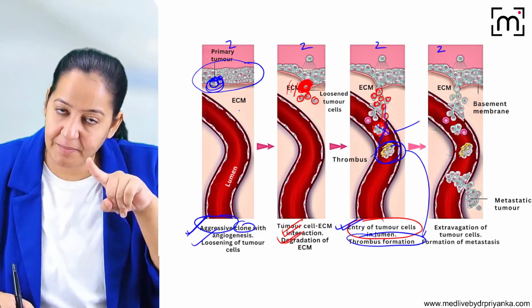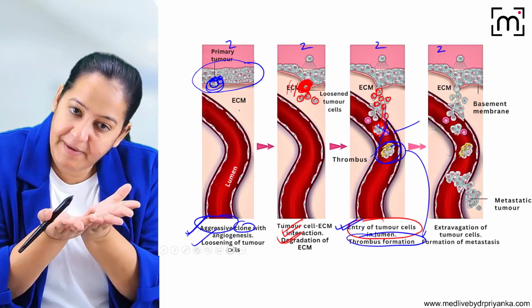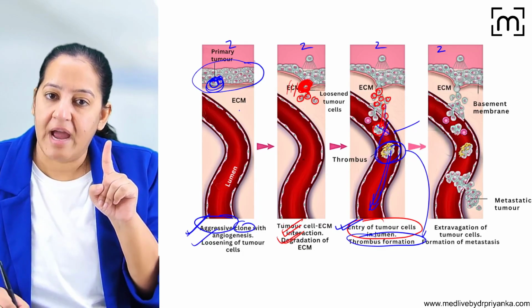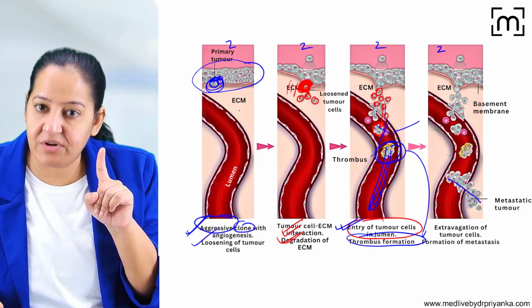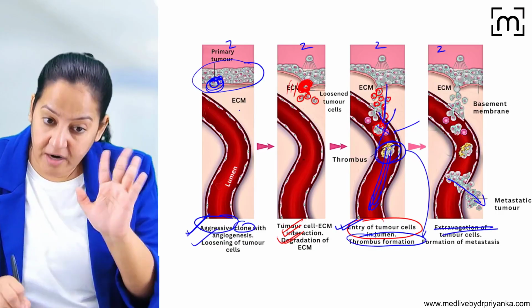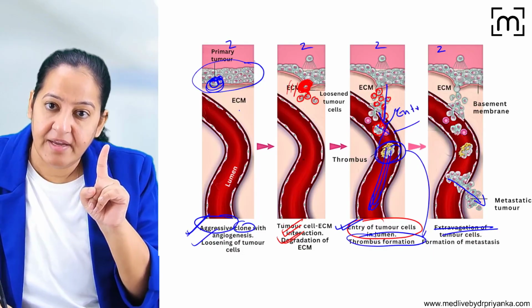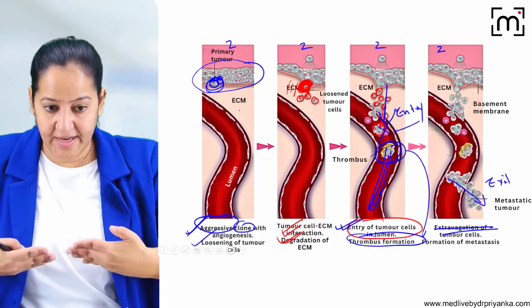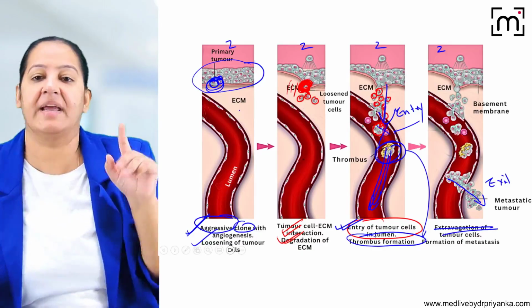So first they enter the blood vessel, cover themselves with RBC and platelets, and form a thrombus. After that they move to some other side. After moving to some other side they extravasate. They come out. Here they were entering. Here they are coming out. Here the entry is there. Here the exit is there. Exit means extravasate to some other side. They are entering here, moving here and there, and extravasating at some other side.